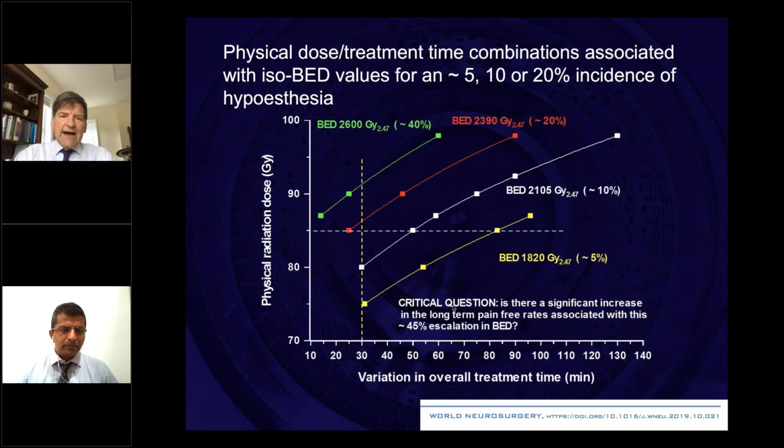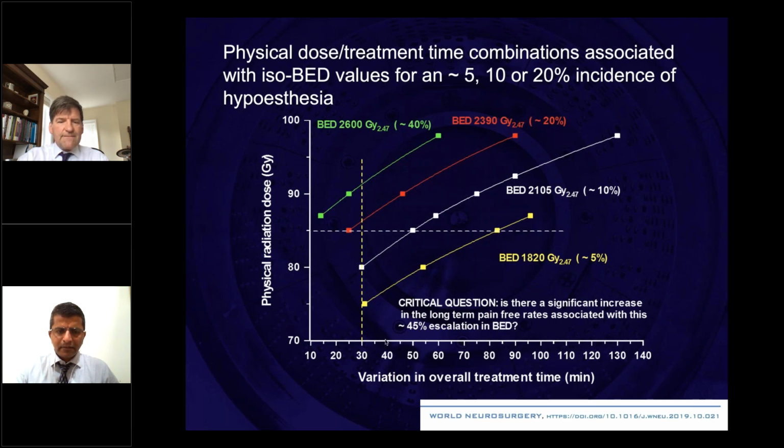So what we're looking at now are 4 curves with different BED values, and they correspond to different incidences of hypoesthesia. So the yellow curve at the bottom correlates with around a 5% incidence of hypoesthesia, the white 10%, the red 20%, and then the highest BED value around 40%. And you can see the 2 dotted lines that we've drawn on the chart. This was prepared by John Hopewell.